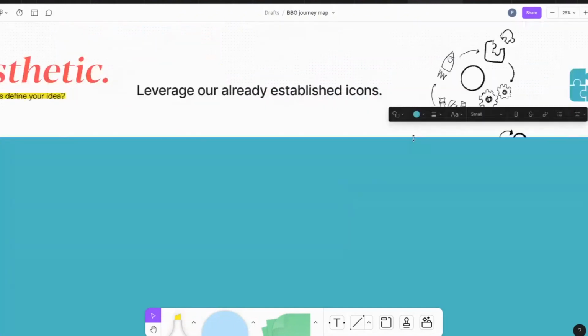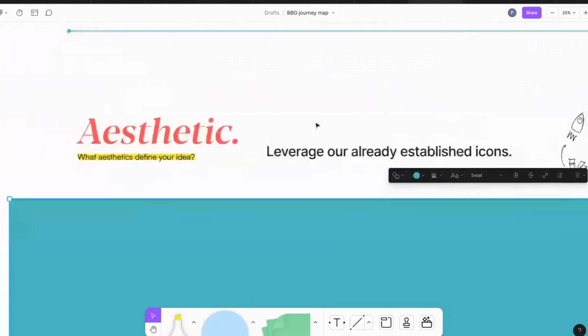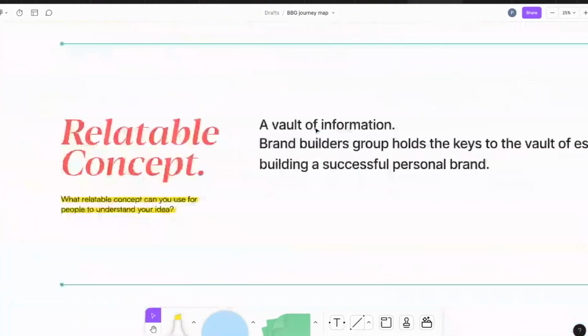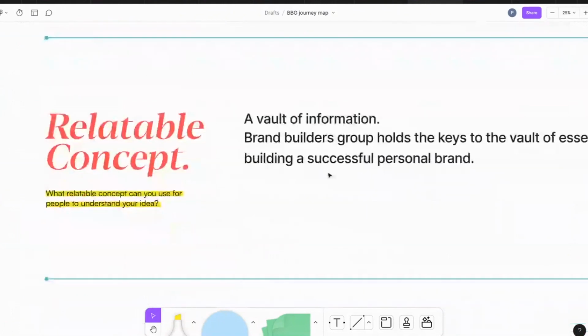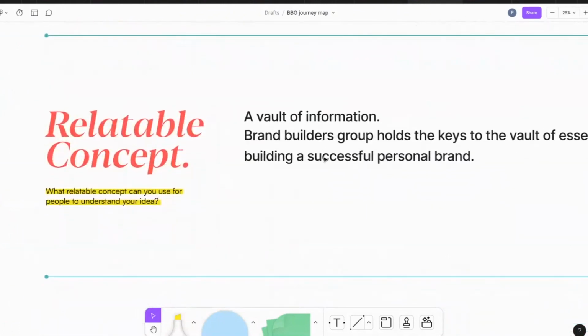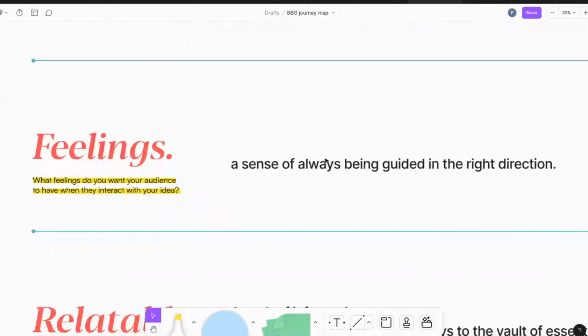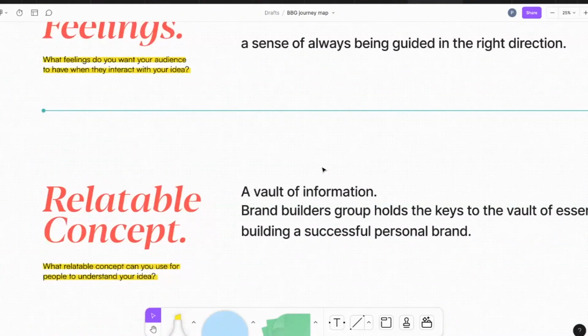So just so I'm tracking here, so relatable concept. So I get the F, feelings. So what kind of feelings do you want to create on the consumer side? And then R is a relatable concept.